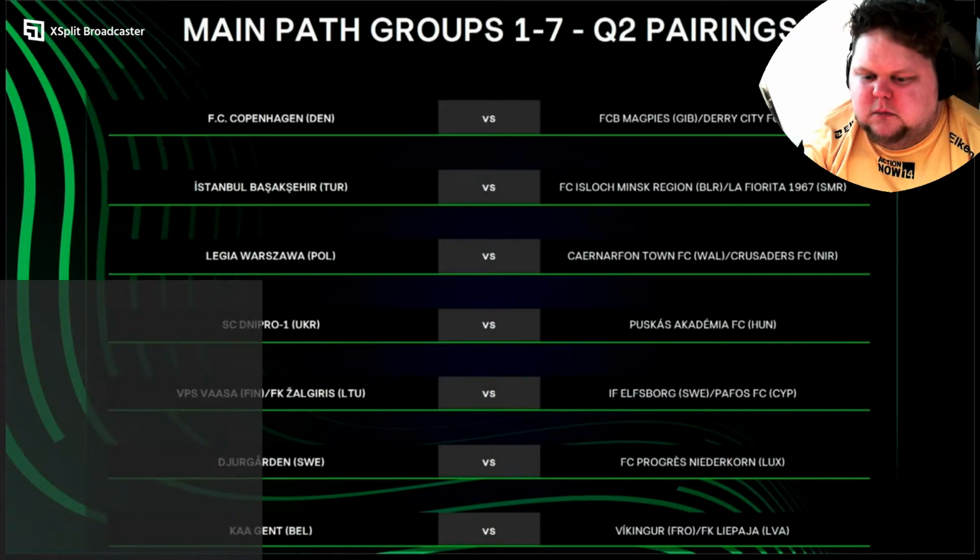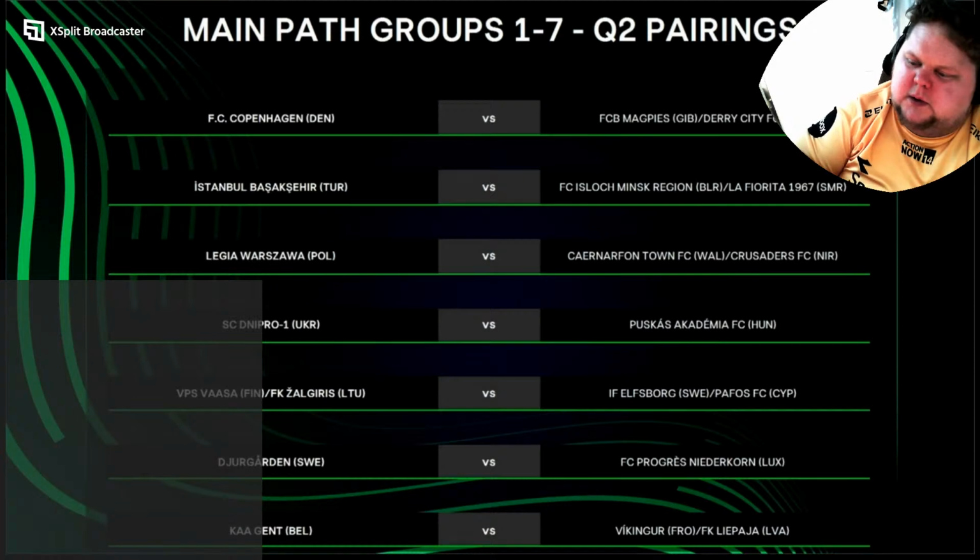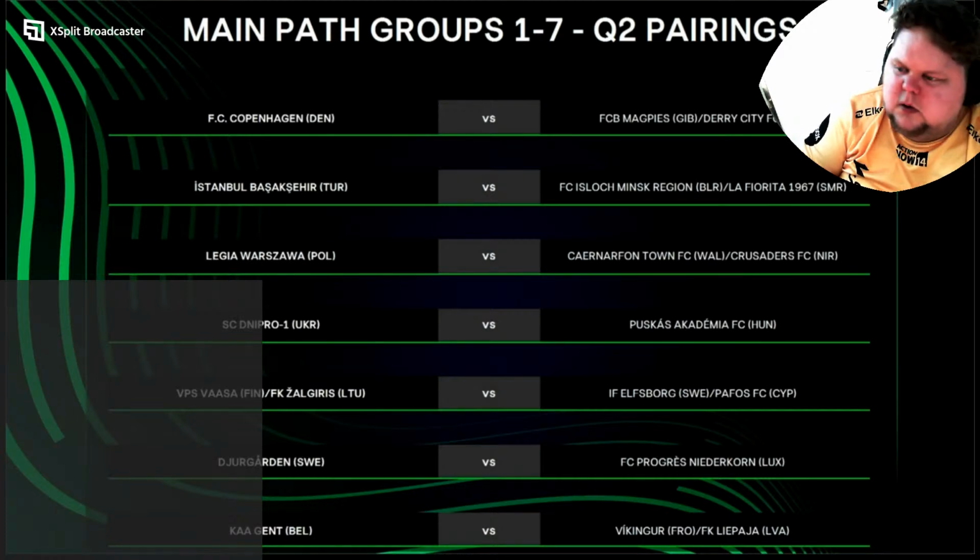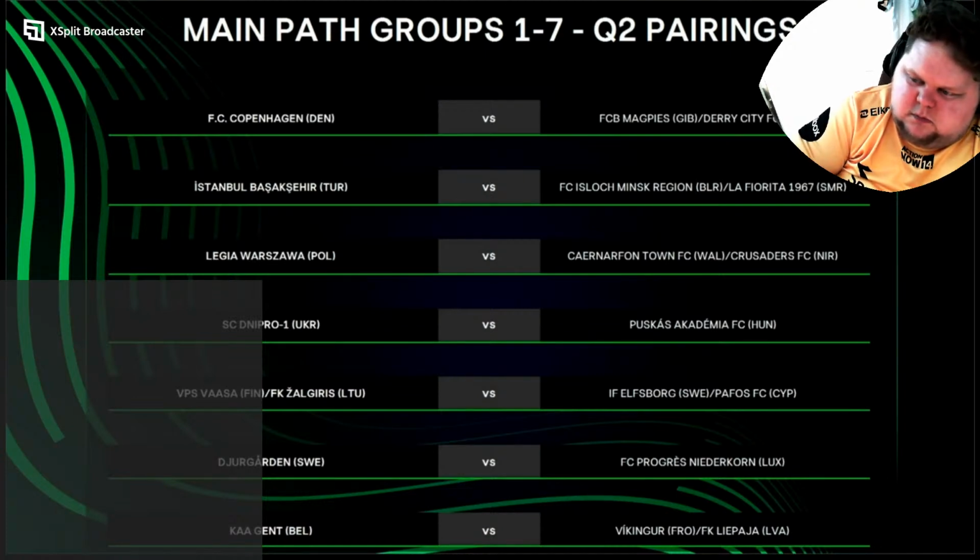Istanbul Başakşehir from Turkey will play against FC Isloch Minsk region, Belarus, or La Fiorita 1967 from San Marino. Legia Warszawa from Poland will play Cenafon Town FC from Wales or Crusaders FC from Northern Ireland. SC Dnipro 1 from Ukraine will play Puskás Akademia FC from Hungary.